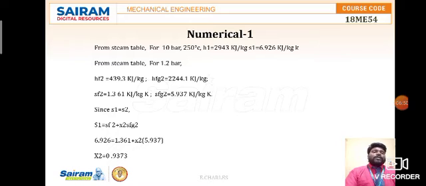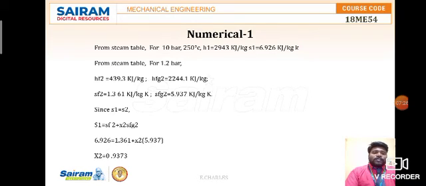For 10 bar and 250 degrees Celsius, we need to note down the values of enthalpy and entropy. H1 is equal to 2943 kilojoules per kg. And the entropy, denoted as S1 for the initial state, is equal to 6.926 kilojoules per kg Kelvin. So these are the values from the steam table corresponding to 10 bar pressure.